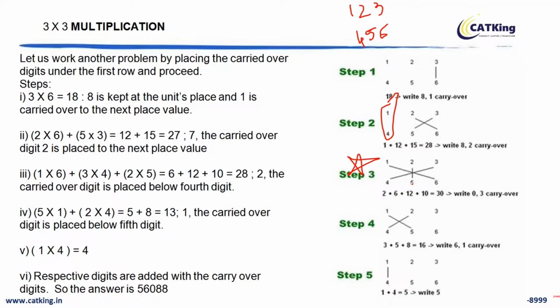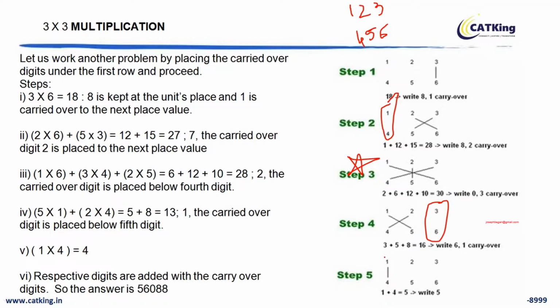Okay, so now in the next step again, you do cross multiplication. You ignore these two numbers, and you cross multiply and add. So 2 into 4 and 1 into 5. That is 8 plus 5, which should give you 30.